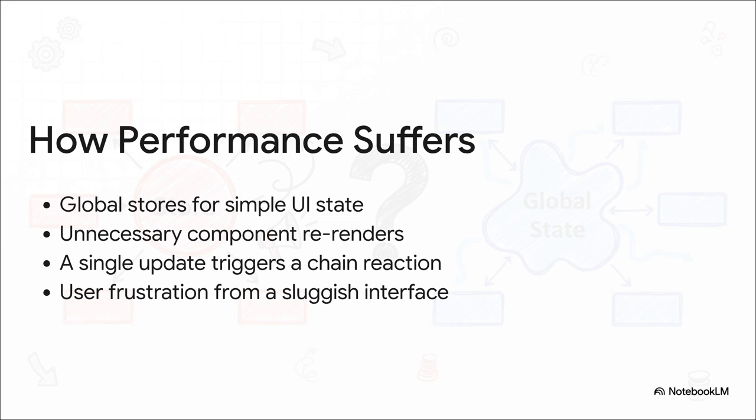It all starts when we do something that seems harmless, like putting simple UI state, is a drop-down open, is a button loading, into that big global store. Because everything's connected, a single simple update triggers a massive chain reaction. This forces components all over your app that have absolutely nothing to do with that change to re-render. And every single re-render means React has to do work. When that happens over and over, unnecessarily, the app just gets sluggish. And that's what leads to a frustrated user.